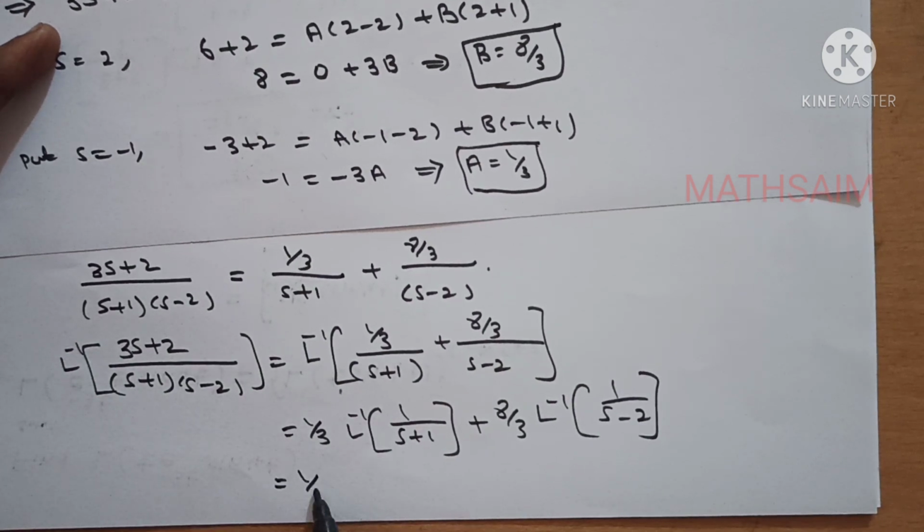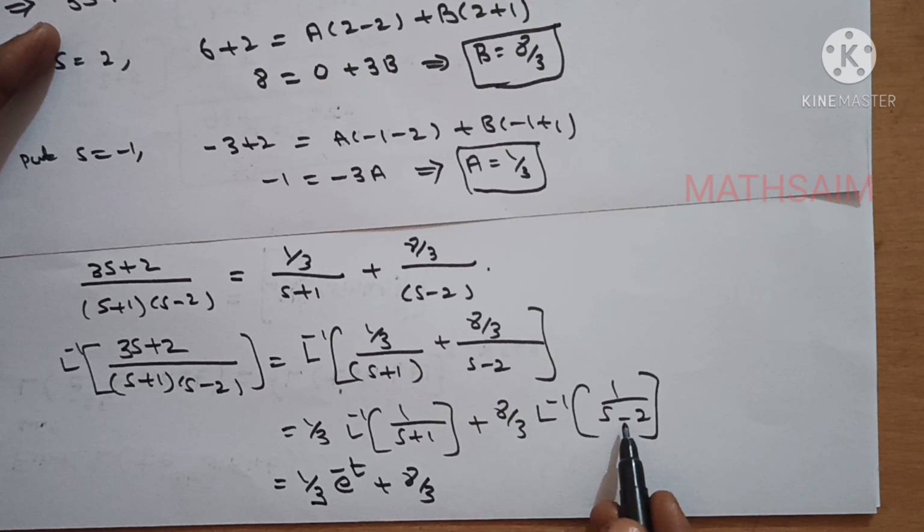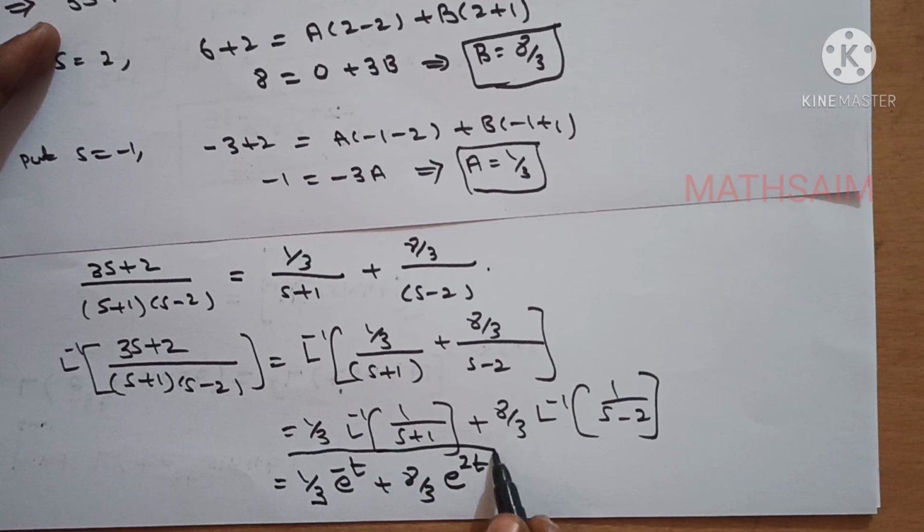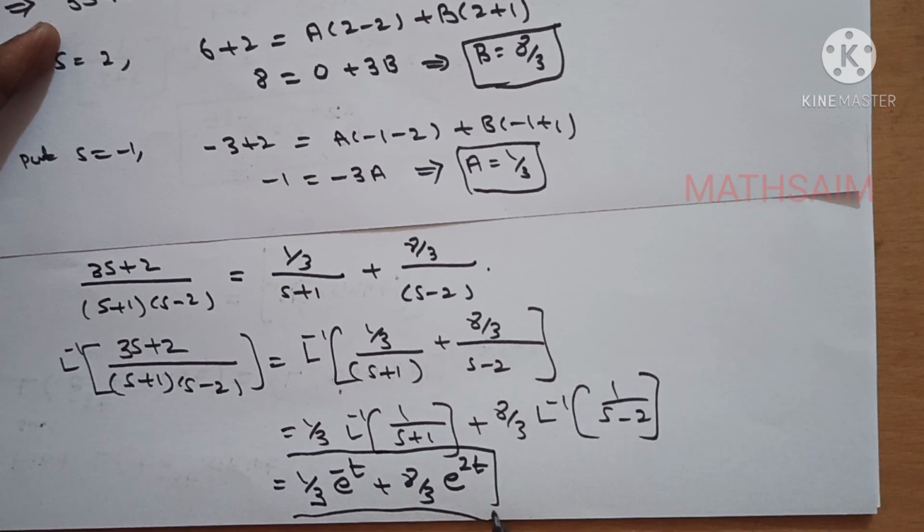This is going to be 1 by 3 into L inverse of this, which will be e power minus t, plus 8 by 3 into L inverse of 1 by s minus 2, so here it should be e power plus 2t. That's all. It should be e power plus 2t. So this is the final answer. Because of this term s plus 1 we got minus here. Because of this s minus 2 we are going to have plus here. That's all. This is the final answer.